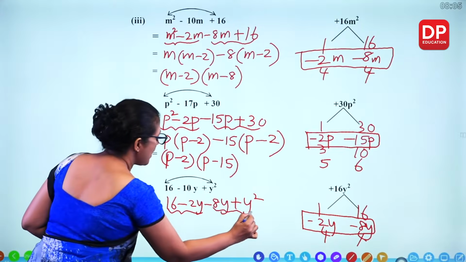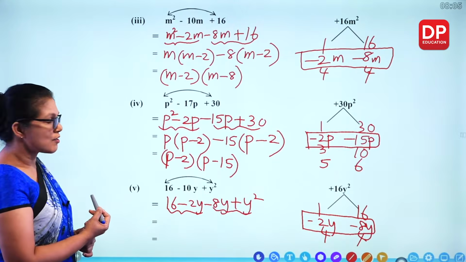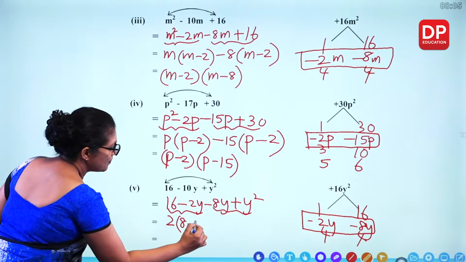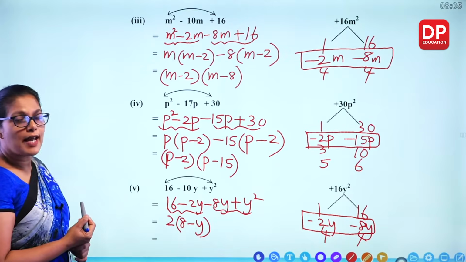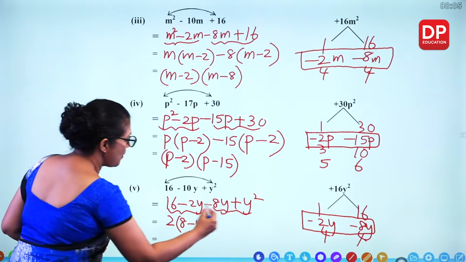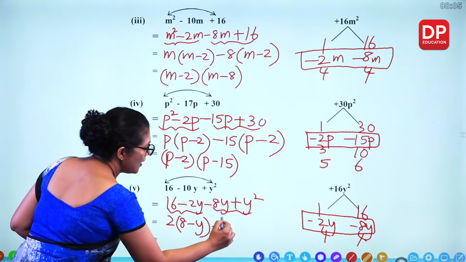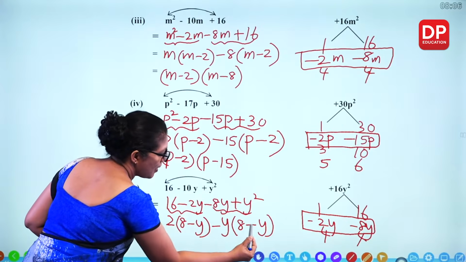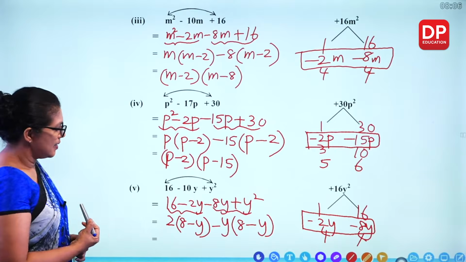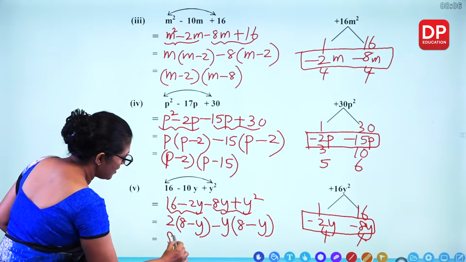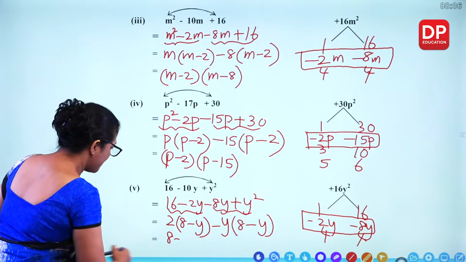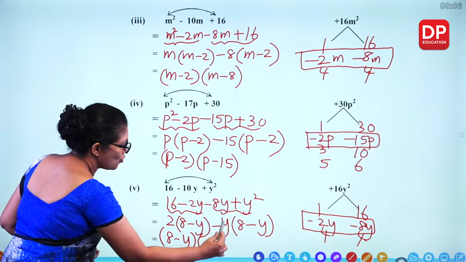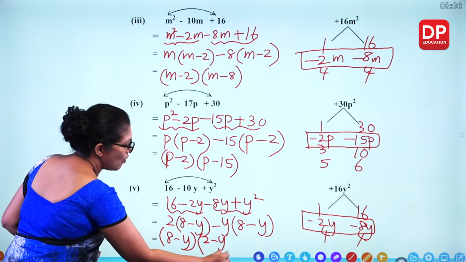Take 2 at a time and factorize. What's common there? 2 is common, and I can write 8 minus y. In this one, minus y is common, 8 minus y. Minus into minus is plus. Now we get the same factor. So 8 minus y, and the other one is 2 minus y.